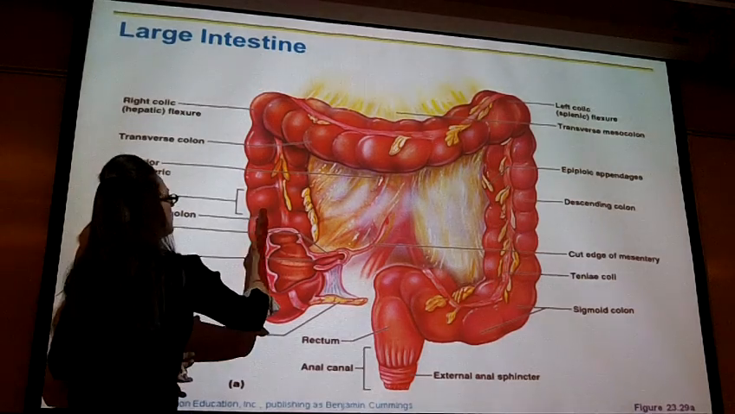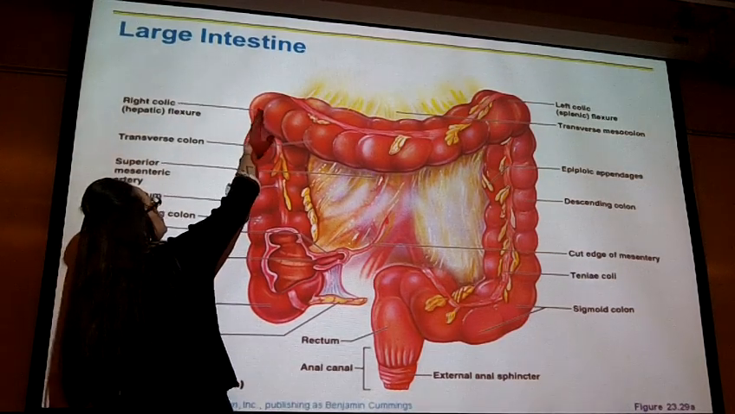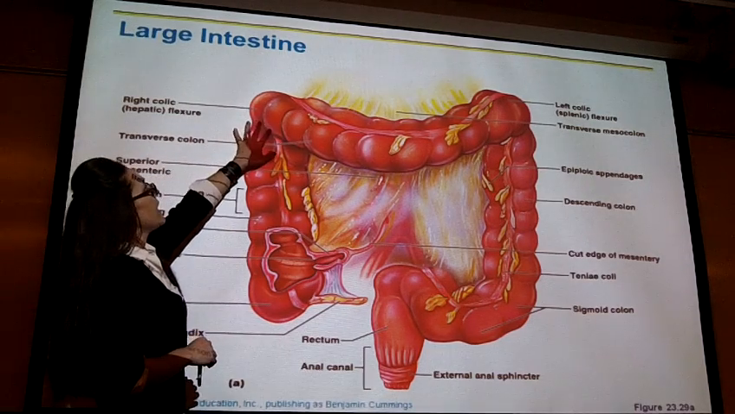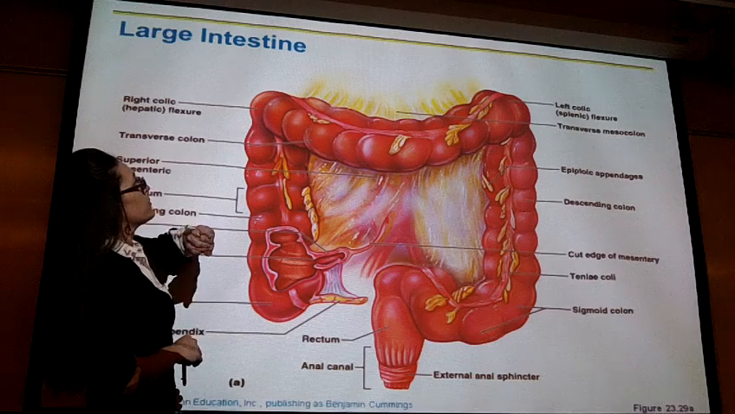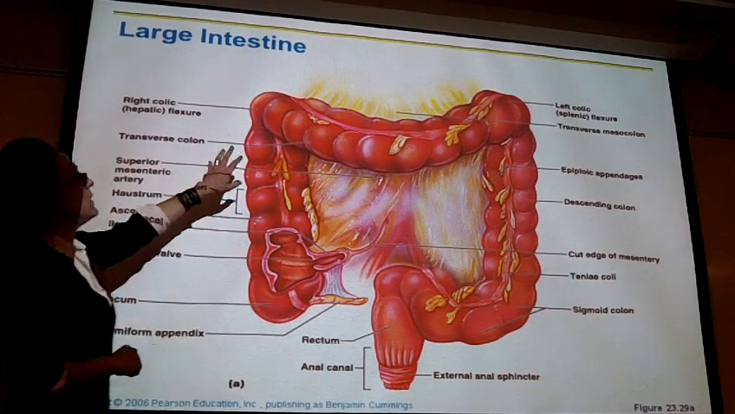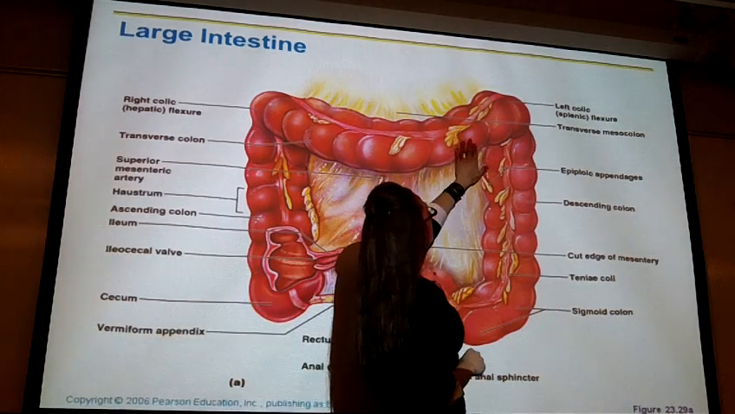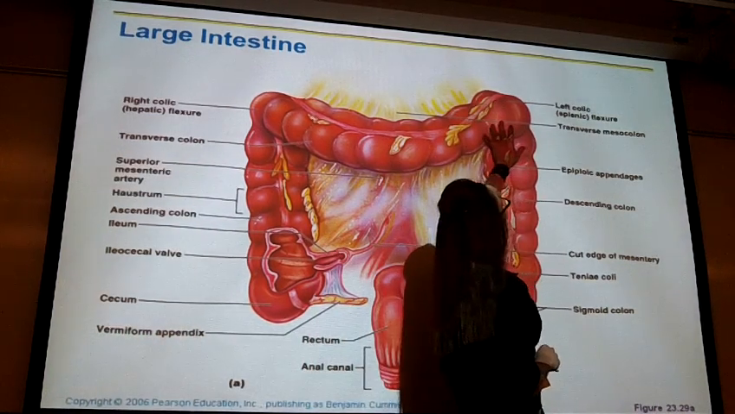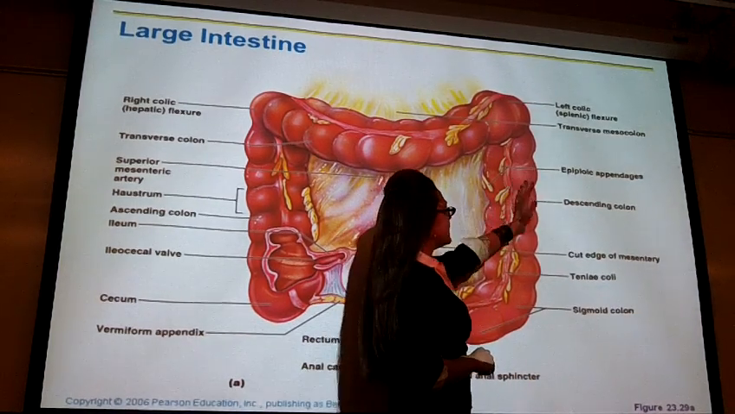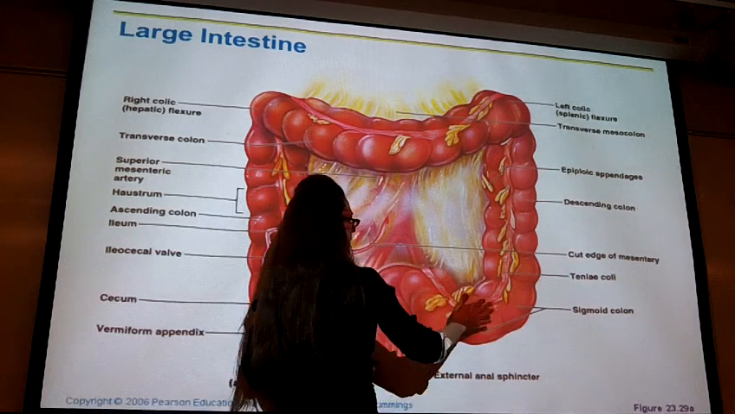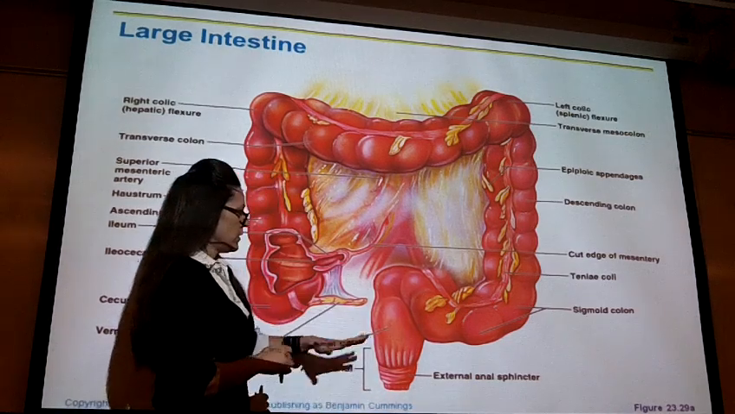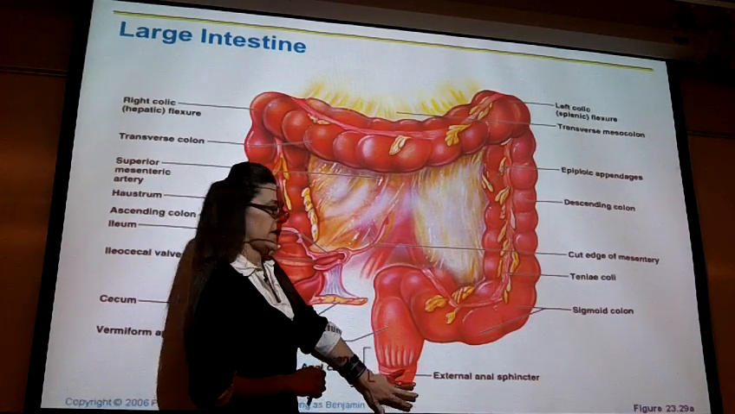For the colon, you have the ascending colon. You have this curve right here called a flexure. This would be the hepatic flexure because the liver sits up here, or it's also referred to as the right colic flexure. Then you have the transverse colon, and then another curve here, the splenic flexure, or the left colic flexure, descending colon, and then on the back side you'll see the sigmoid colon kind of curves around, goes into the rectum, and then the anus down here.